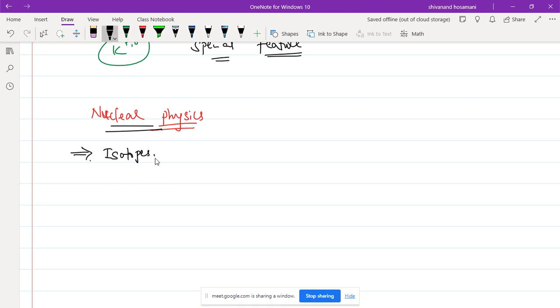then isobars, isobars, then isotones. Then we discussed about isomeric nuclei. Then we discussed about mirror nuclei. Then we discussed about radius and density, mass density, radius part.